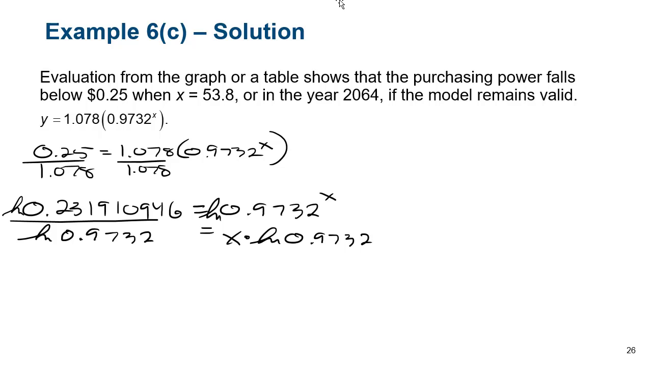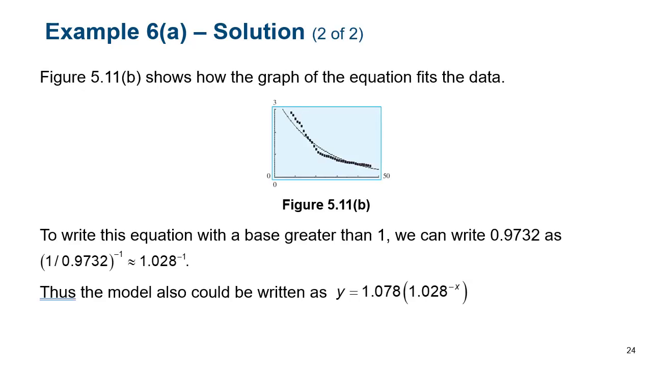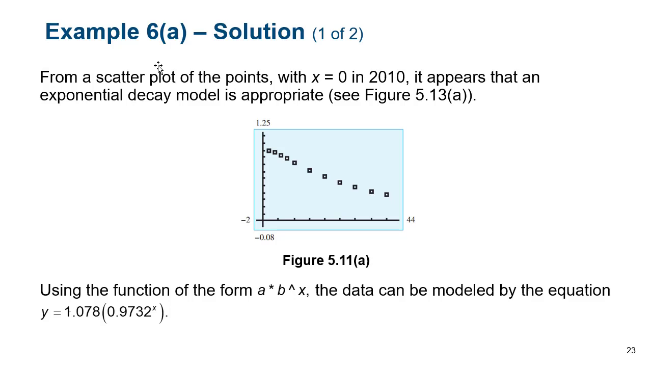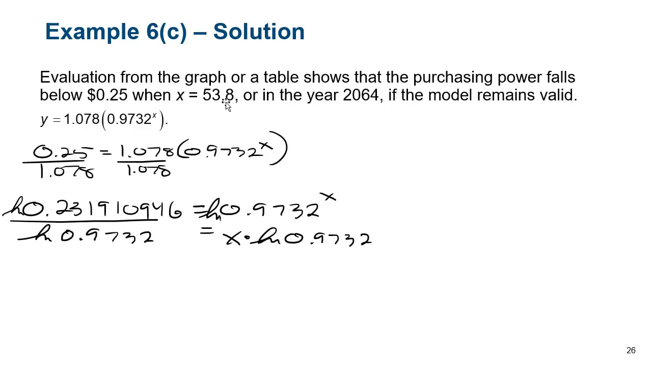And when you figure out what that is in the model, because knowing that 2018, I think it was, was 0. Let me remind myself where it was. 2010, sorry, it was 0. So obviously we add 10 to that. That becomes 54. We add 10 to it, and we get that it happens in the year 2064.